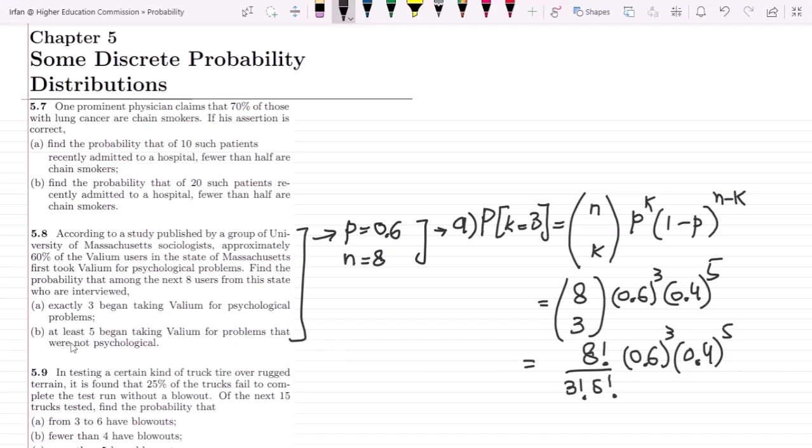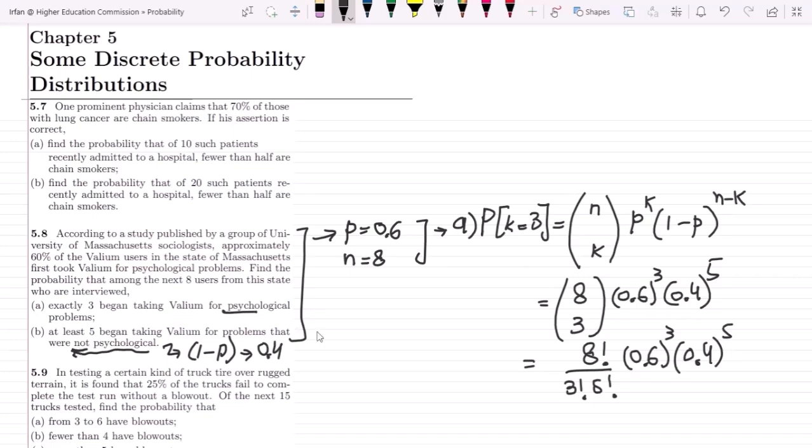In part B of my question, at least 5 began taking Valium for problems that were not psychological. Okay, so now we have to see that here the problem is different. Here we have seen that exactly 3 took Valium for psychological problems, while here these are not for psychological problems, which means the probability of success for this one would be 1 minus p, and that would be 1 minus 0.6, and it would be 0.4. You have to keep in mind that here the not psychological is basically the opposite of it.